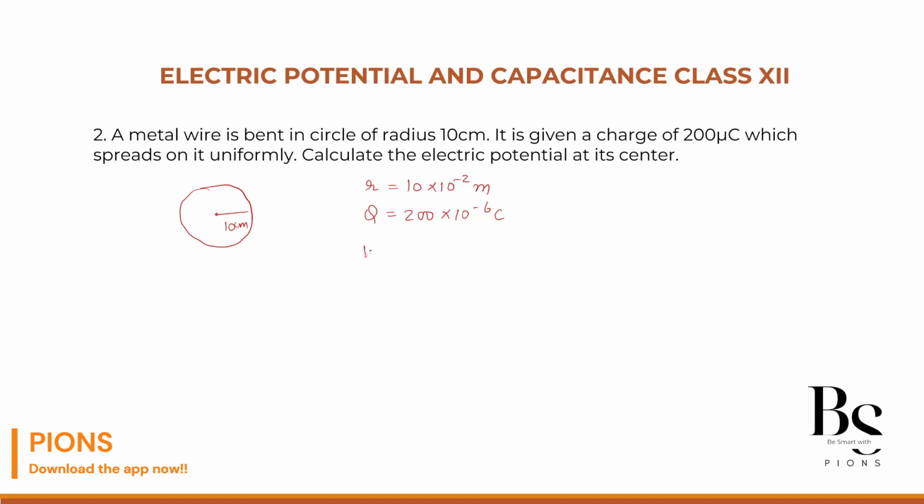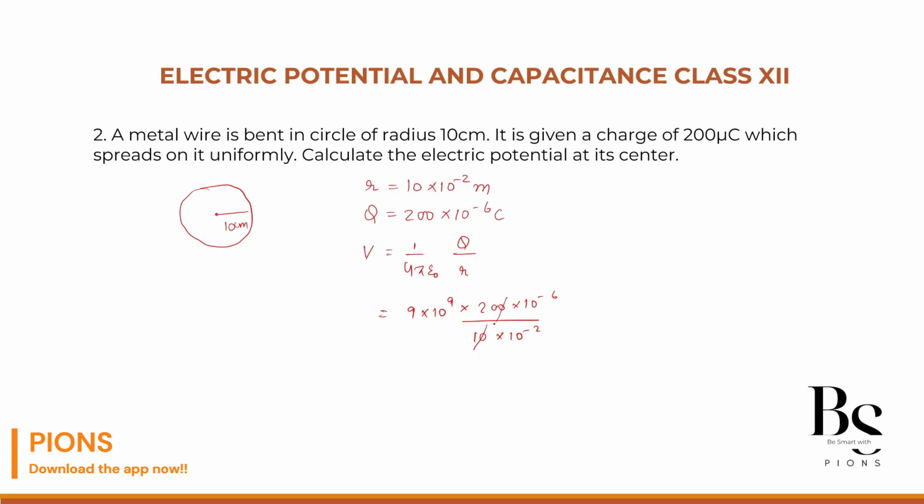To find the potential, again, it will be 1 by 4 pi epsilon naught, q by r. So what is our 1 by 4 pi epsilon naught? 9 into 10 to the power 9. Now I hope all of you got used to this. Charge is 200 into 10 to the power minus 6, whole divided by r, which is 10 into 10 to the power minus 2. Great.